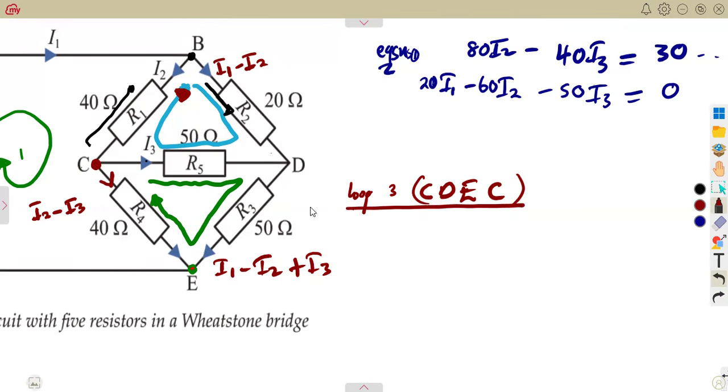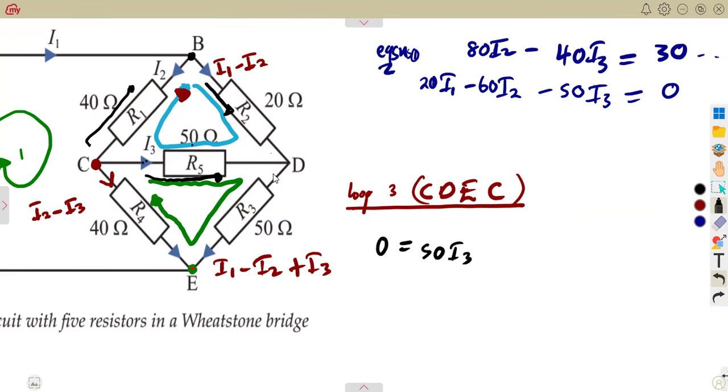All right, so let's see. In this loop, we do not have any voltage supply given. So we're going to have 0 equal to the voltage drops, current times resistance. Let's move from C to D. From C to D, we are moving in the same direction as our loop, and the current is moving in the same direction. So that's a positive 50 times I3.